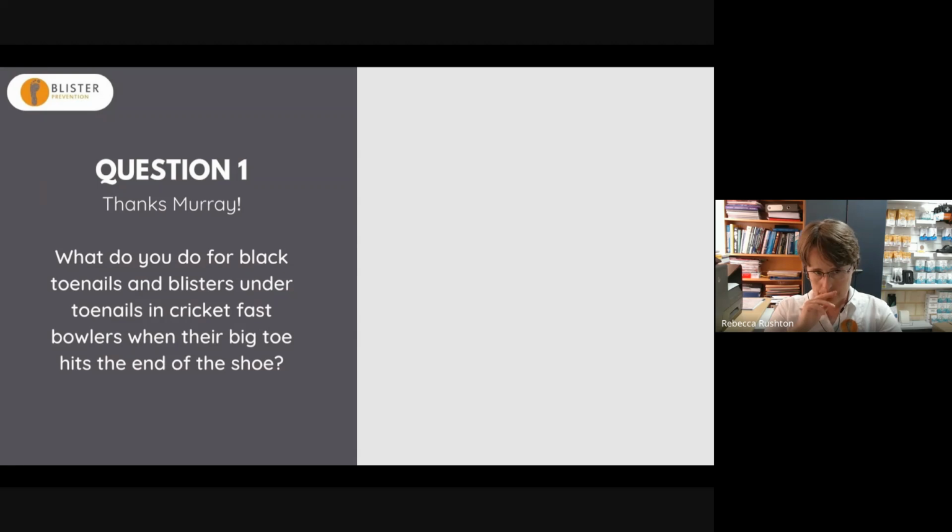First of all, Murray asked, what do you do for black toenails and blisters under toenails in cricket fast bowlers where their big toe hits the end of the shoe? Really good question. Toenail blisters are a little bit different to most blisters. If you've watched any of my stuff before, you know that blisters are caused by skin shear, and it's to do with the friction at the skin level or between the sock and the shoe.